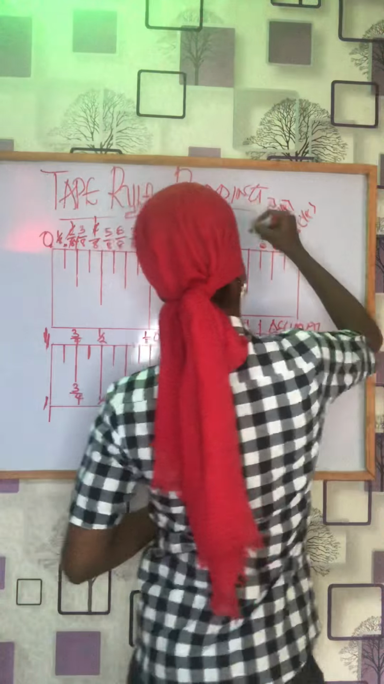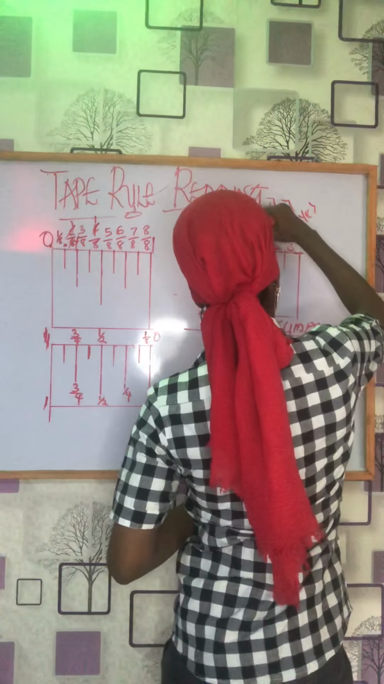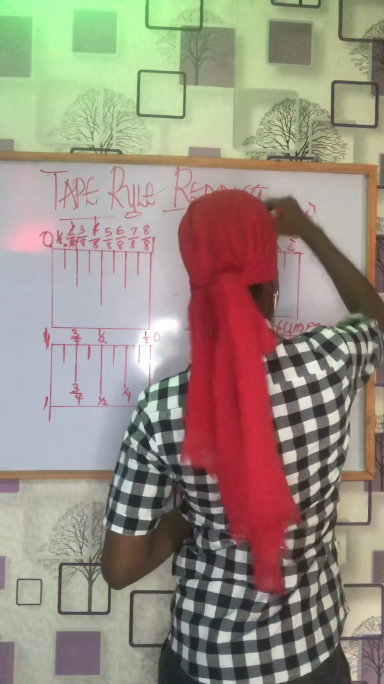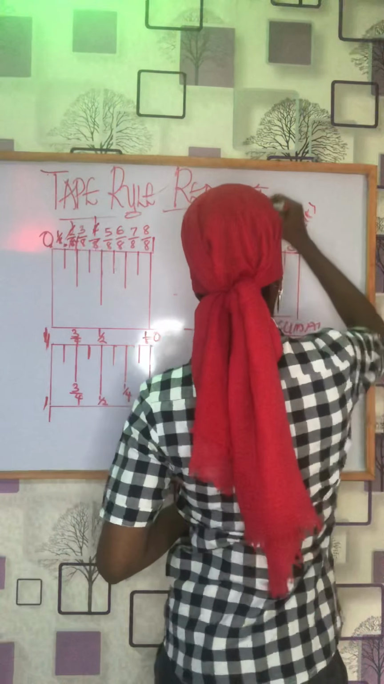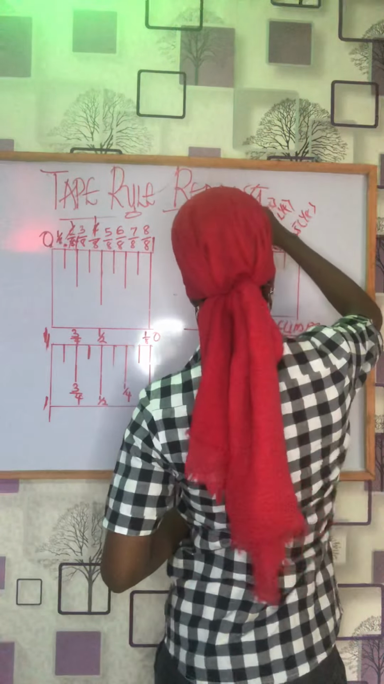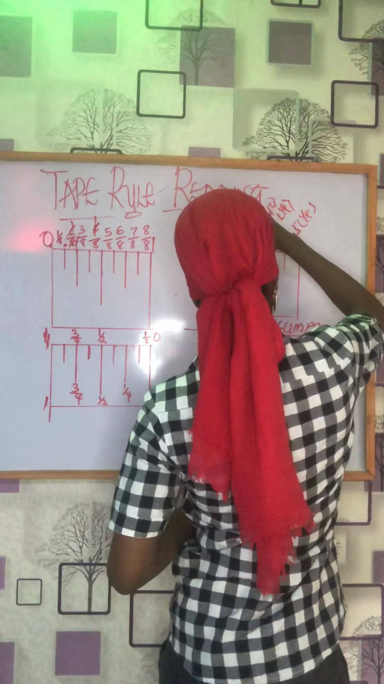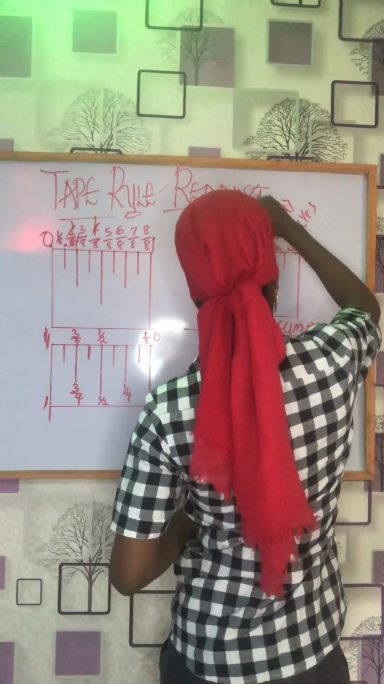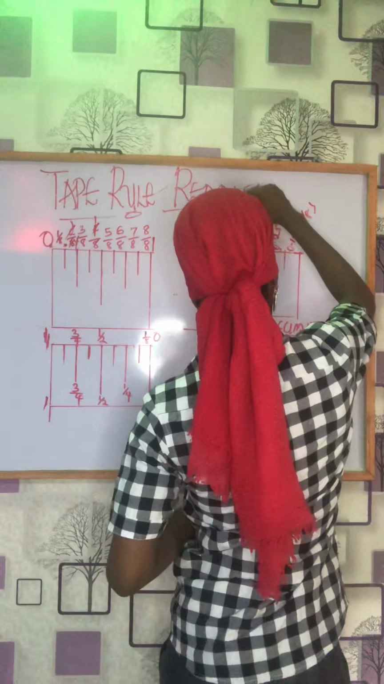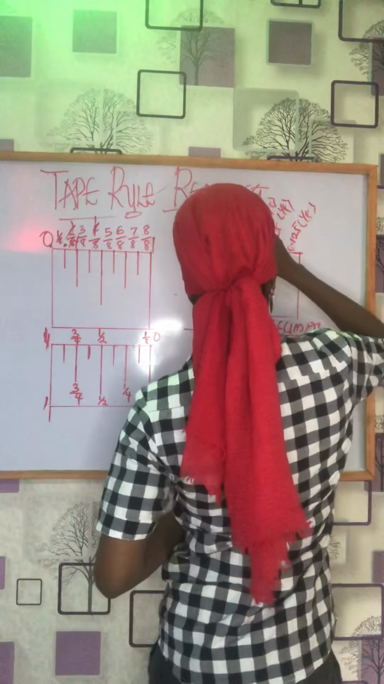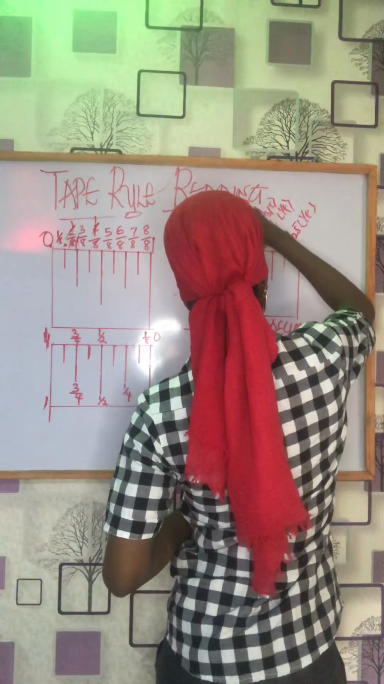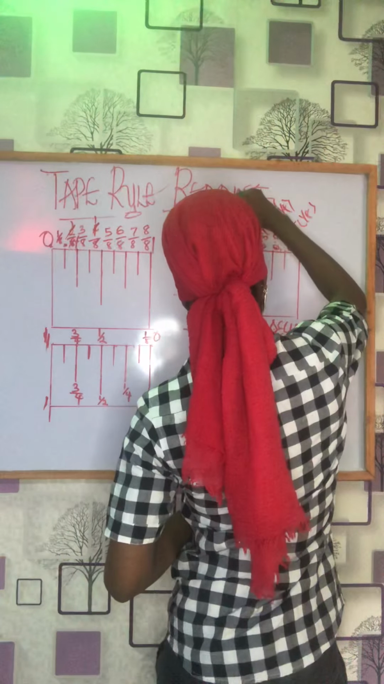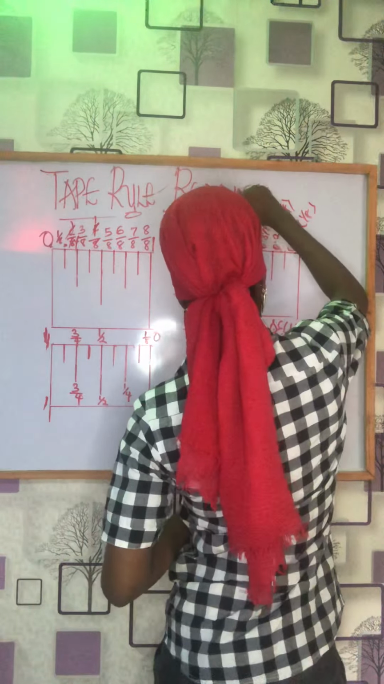This is 0.5, which is half. Then 5/8 is 0.625. 5/8. Then the next one is 0.75, which is 3/4.